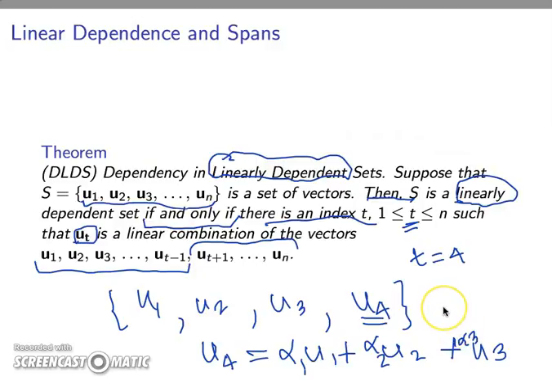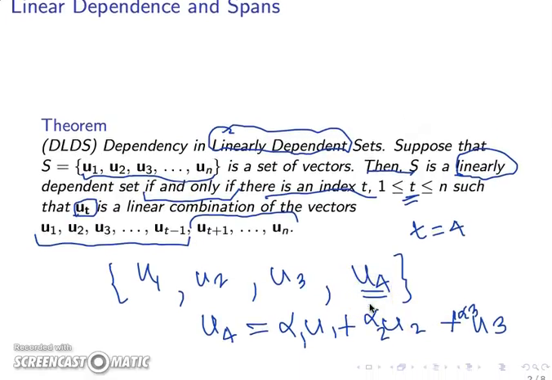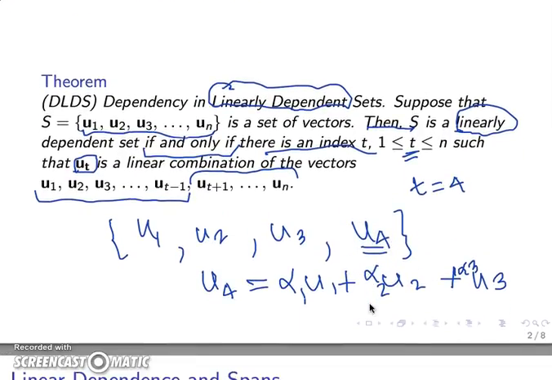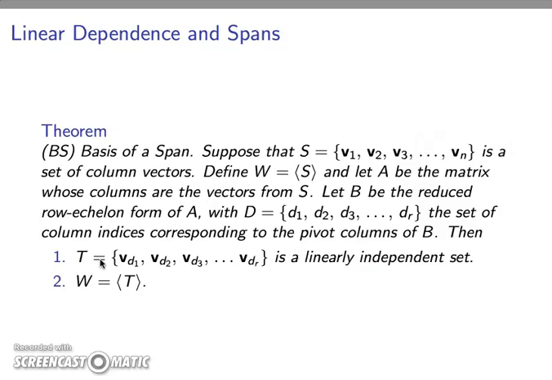So if one of the vectors can be expressed as a linear combination of the rest of the vectors, that is a clear sign of linear dependence. Okay, so let's see this in more detail.